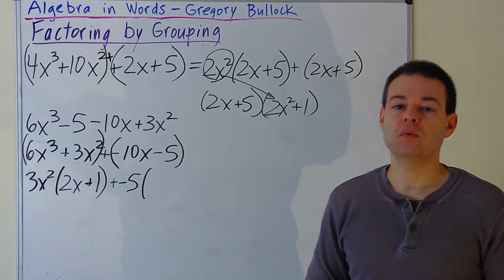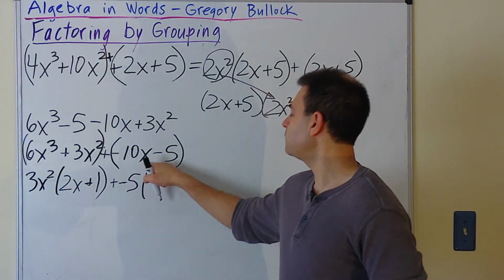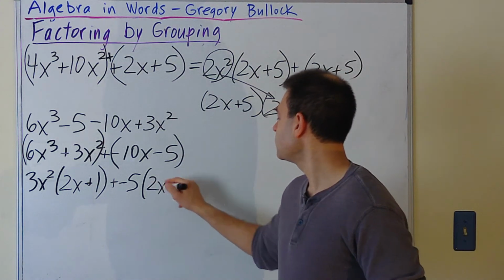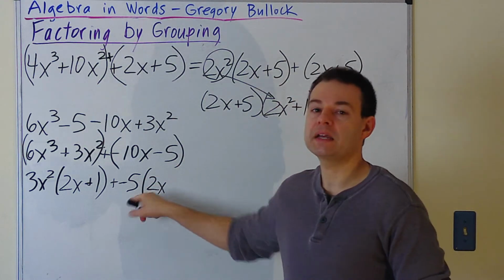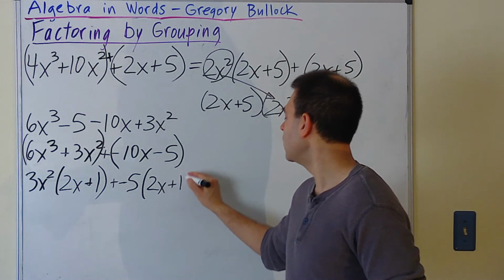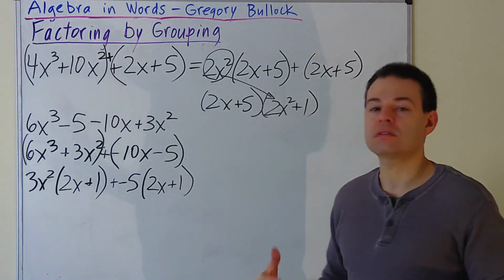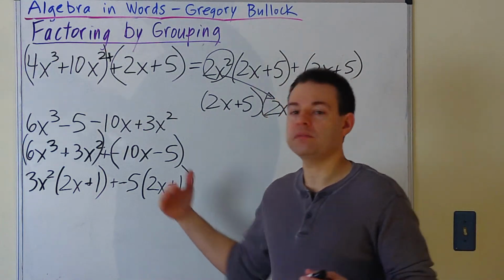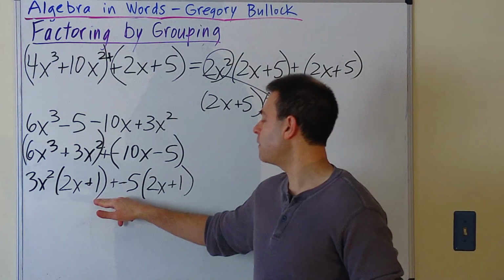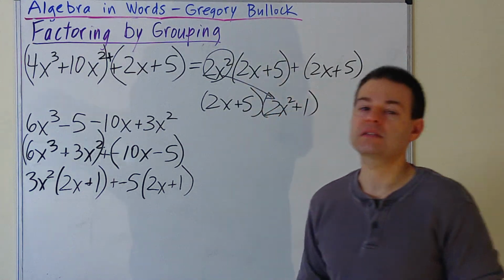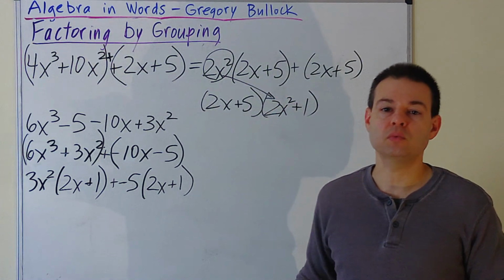And now let's write what's left. Negative 10x divided by negative 5 is positive 2x. And negative 5 divided by negative 5 is 1. And now, if you're looking at the problem, you may realize the significance of that. Now, it brought us to the point where we have the same common binomial factor. That's going to be our last greatest common factor, which we'll factor out.